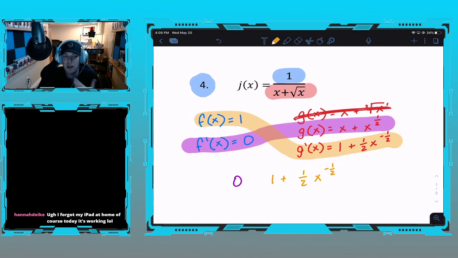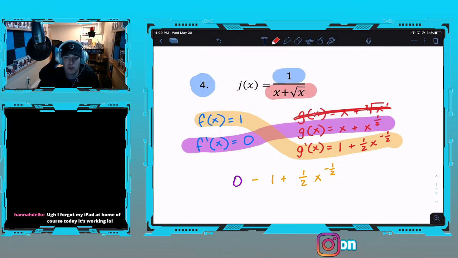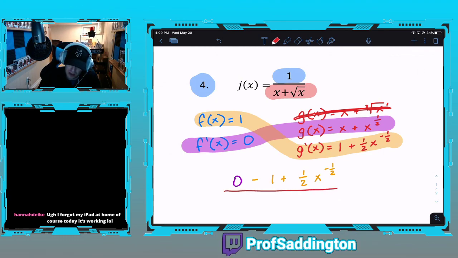And again, because this is a quotient, we have to make sure we put a subtraction sign in between. And then there was one more step for quotient rule. The last step was we had to take the denominator and square it.